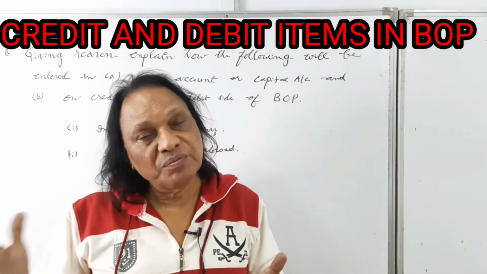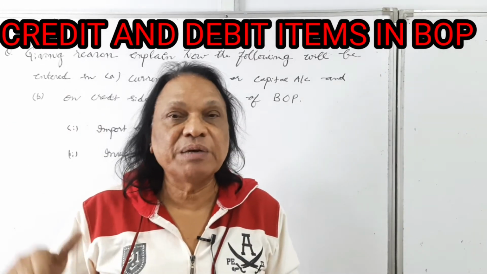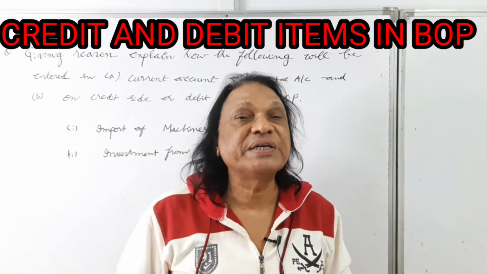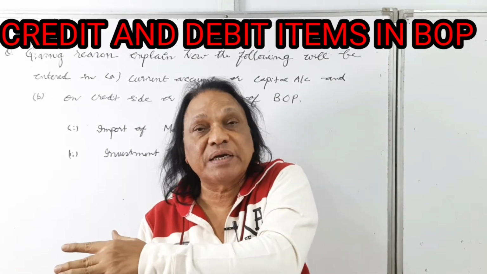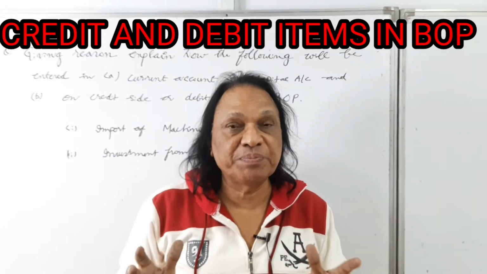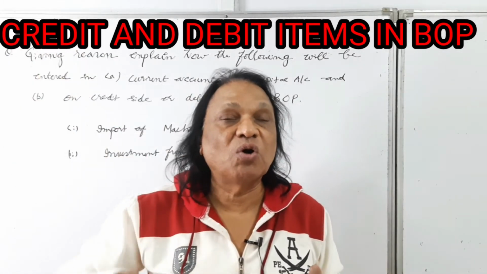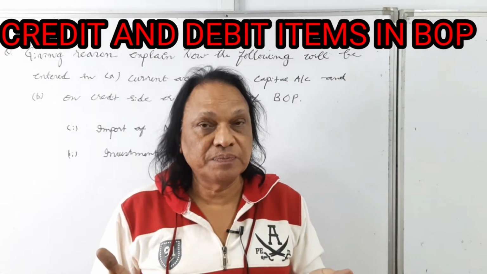A debit item is when dollars are going from the country. Foreigners came and worked in India, we paid them, so they have taken foreign exchange from India, that's a debit item. When the dollars flow inside the country, that's a credit item. When foreign exchange goes to other countries, that's a debit item. Just remember that: credit item is inflow of dollars. Debit item is outflow of dollars by any kind of transactions.